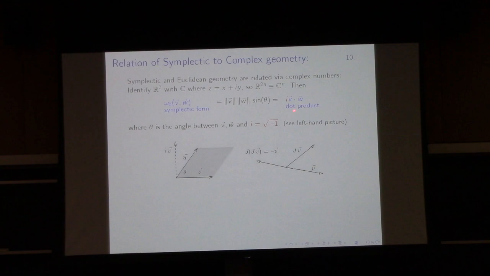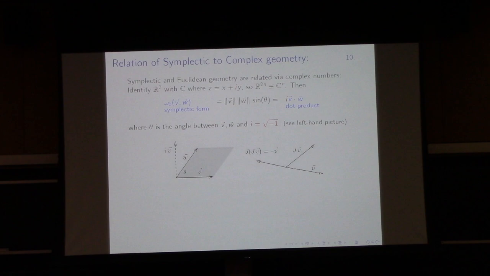So you have a relation between the symplectic form, omega 0 of v, w, and the dot product. You just take the dot product of i times v with w, and that gets you the relation. And so what was realized was that in the complex plane, you have this multiplication by i.